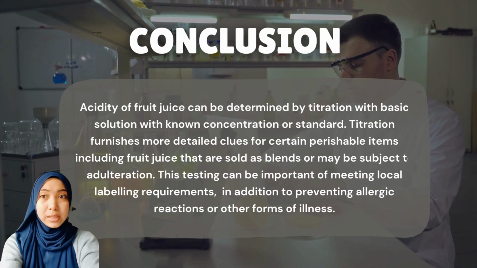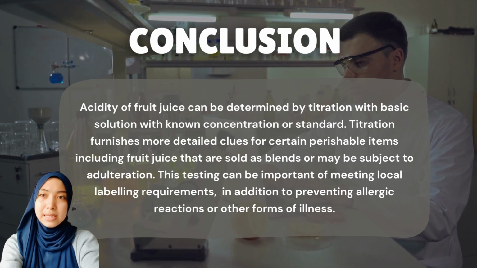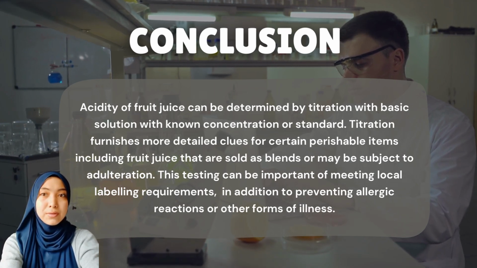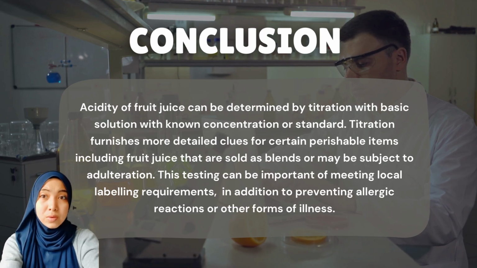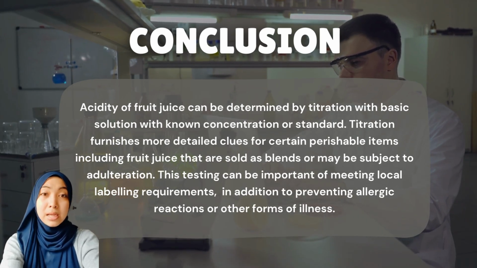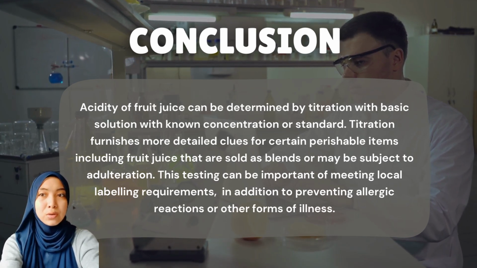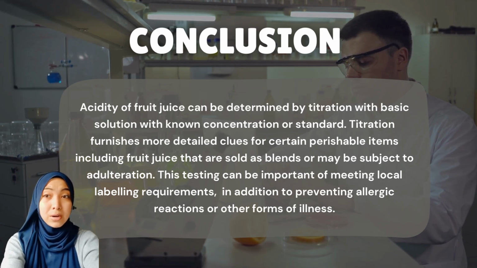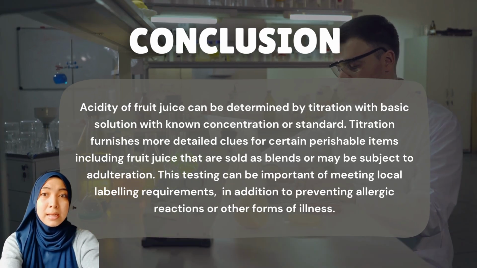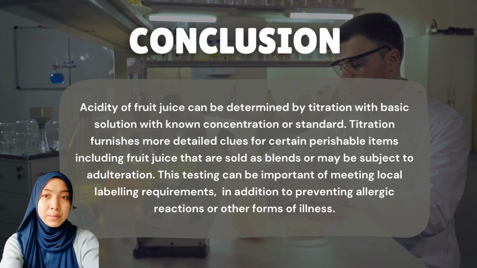In conclusion, acidity of fruit juice can be determined by titration with basic solutions with known concentration or standards. Titration furnishes more detailed clues for certain perishable items, including fruit juice, that are sold as blends or may be subject to adulteration. This testing can be important for meeting local labeling requirements, in addition to preventing allergic reactions or other forms of illness.